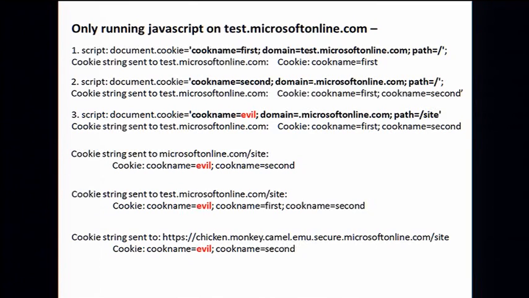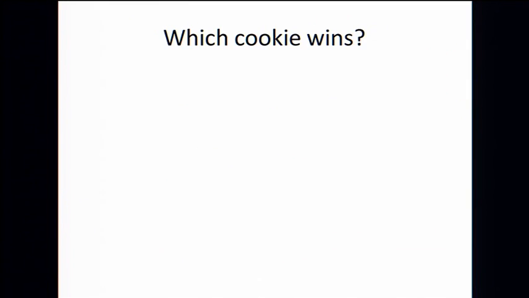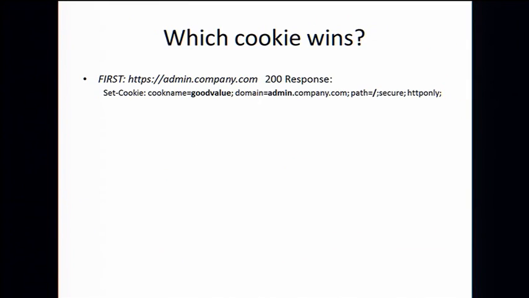And if we have a long domain, chicken.monkey.camel.emu.secure.microsoftonline.com/site, you'll see that our evil cookie is still at the head of that list. So why is that bad? We'll see soon. So which cookie wins?